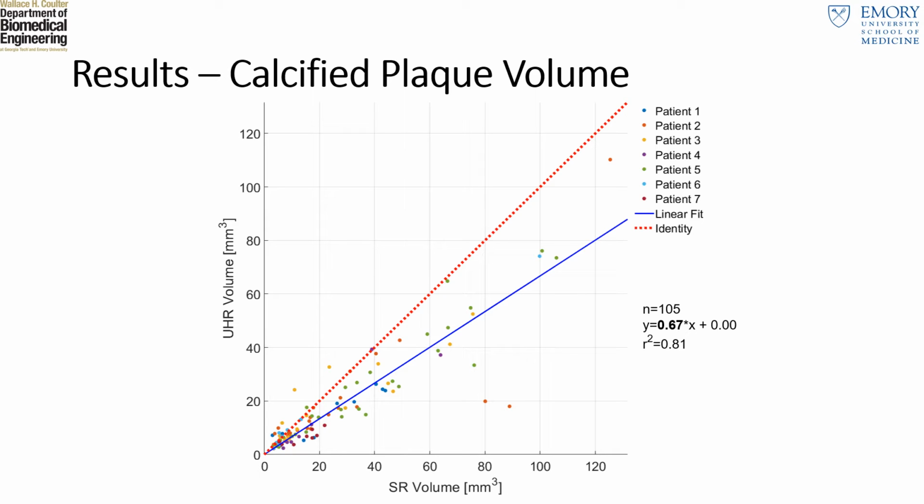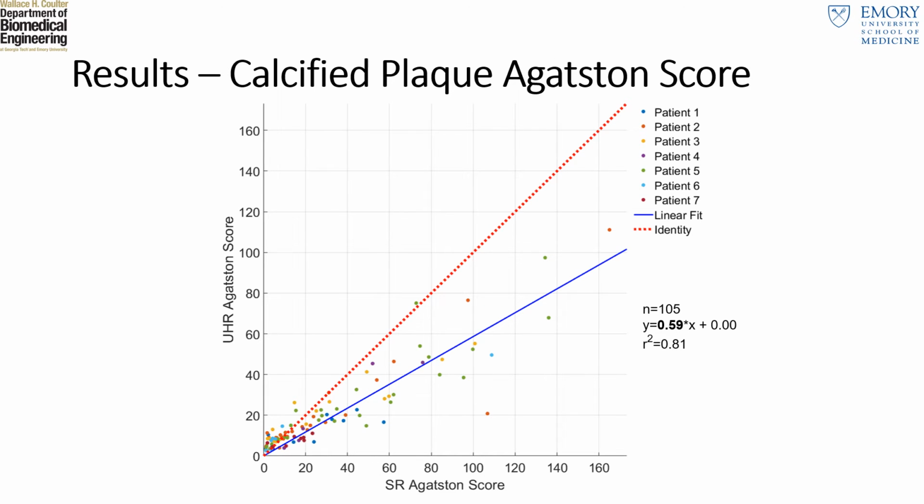105 unique calcified plaques were found within the 7 excised hearts. Here we see the regression plot for the calculated volumes. The SR values were placed along the x-axis and the UHR values along the y-axis. The UHR calcium volumes were 67% of the SR measurements and in good agreement with an R-squared of 0.81. This trend demonstrates that the SR images overestimated the volumes of the plaques due to the blooming and partial volume artifacts.